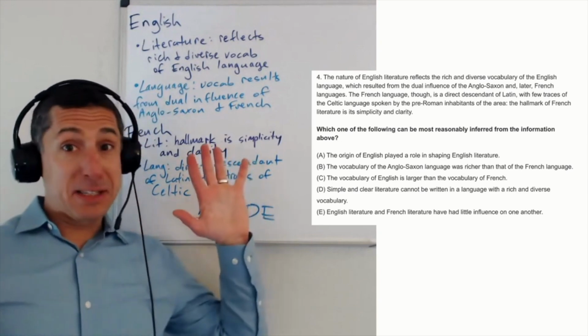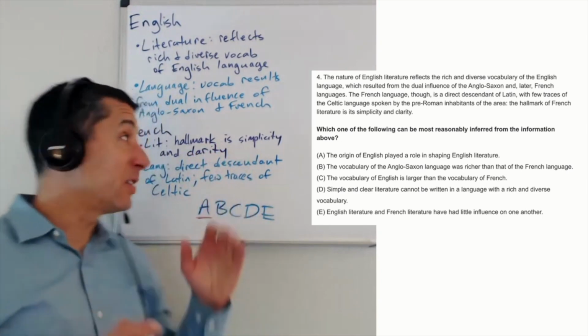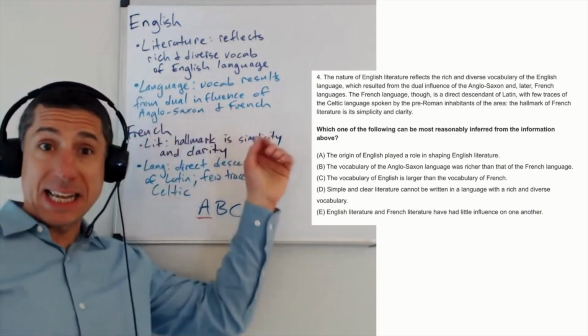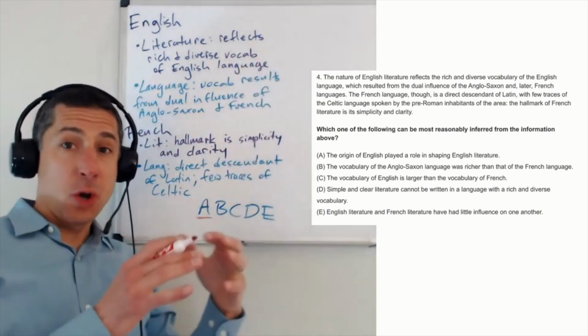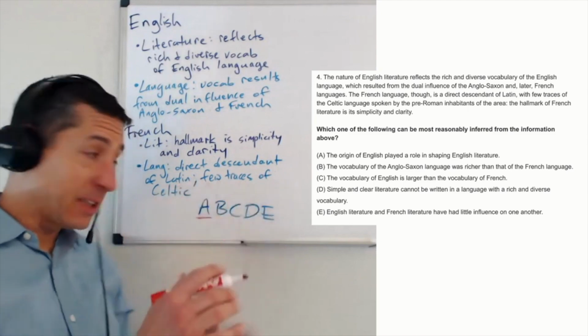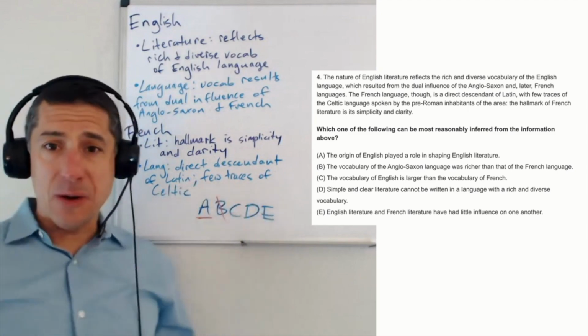Can't infer this at all. We don't know anything about the vocabulary of Anglo-Saxon. All we know is that Anglo-Saxon and French together influenced English. We don't know anything about the vocabulary of Anglo-Saxon itself. B is out. What about C?